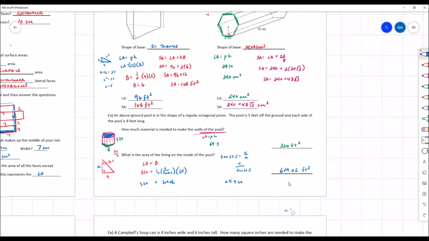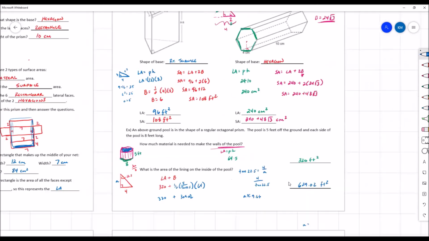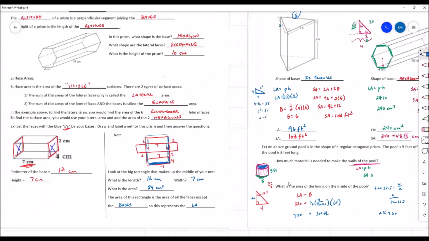All right, so that is area of prisms, or surface areas of prisms. All right, see ya.